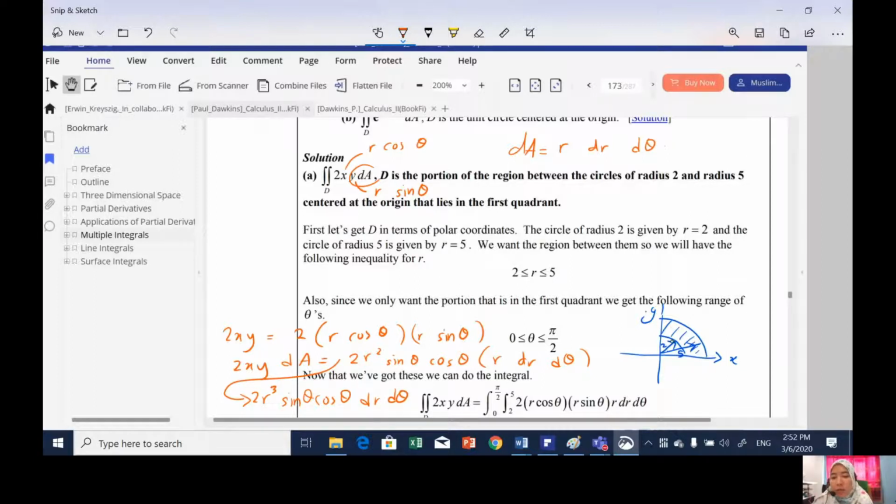So r will be the limit for the radius. Because we have a region bounded between two circles, actually a semicircle, radius 2 will be the lower limit and radius 5 is the upper limit. And then the angle is the rotation here. The angle starts from 0 degrees until 90 degrees. It's up to you whether you want to use degrees or radians; you can just use the symbol pi over 2.